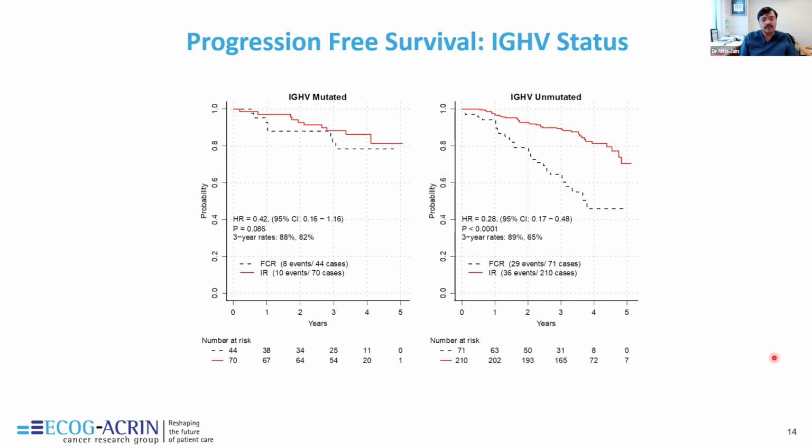So this made two arguments. One is that if you have patients with IGHV unmutated, at least in the United States, we are not using chemotherapy for those patients because you clearly have a wide separation of the PFS curve for these patients. On the flip side, if you have IGHV mutated patients, I think for these patients, the choice is yours. If you want to do chemoimmunotherapy, I think that's fine. If you want to do ibrutinib rituximab, I think that's fine.